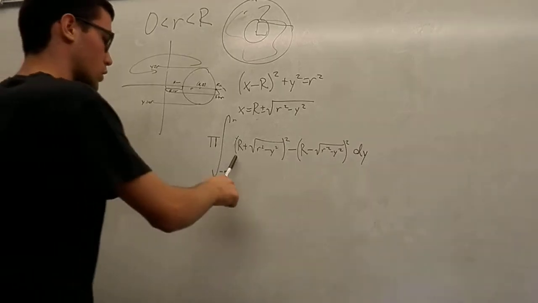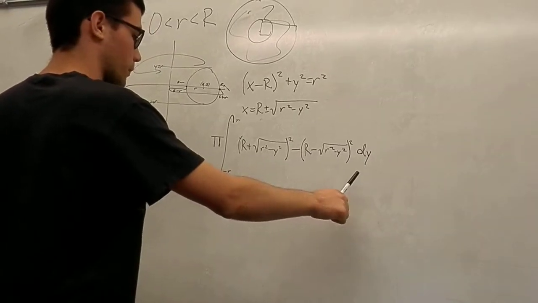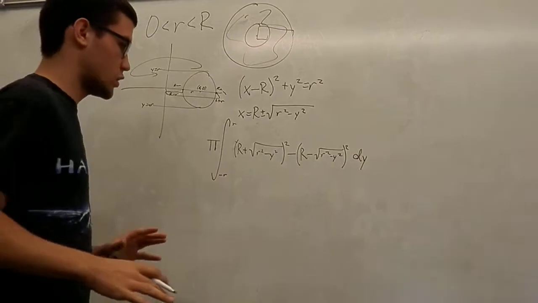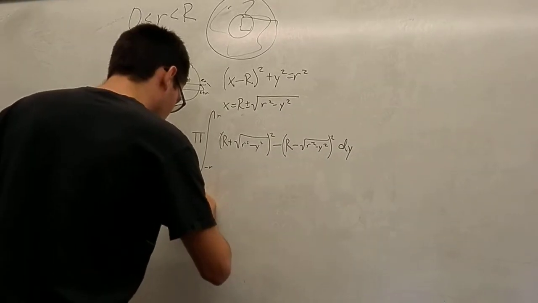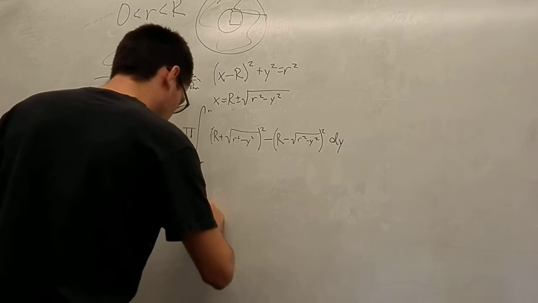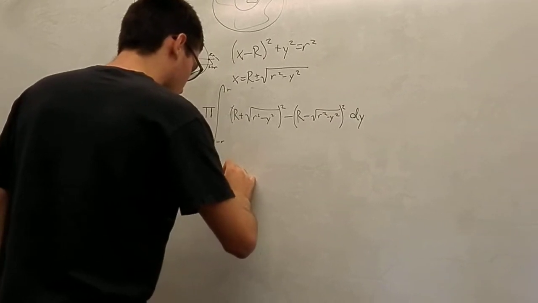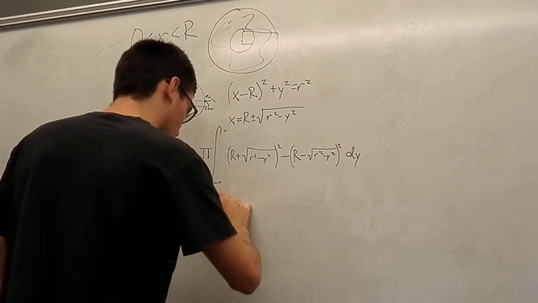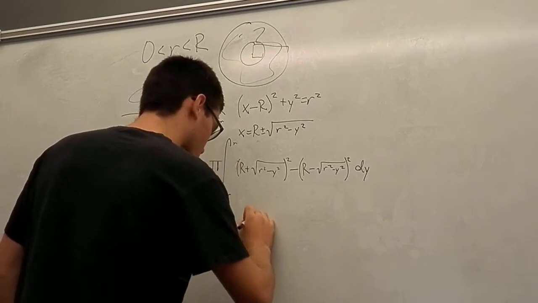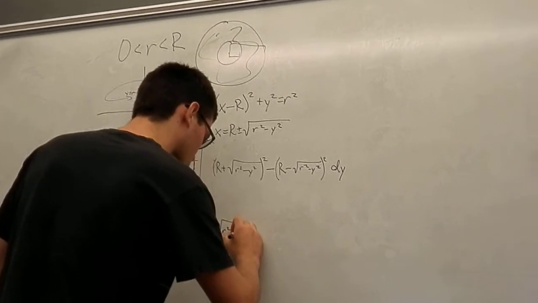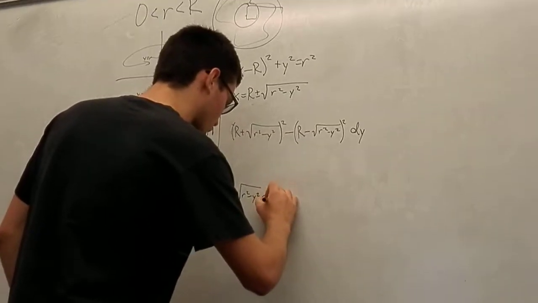And if you just FOIL this, it actually gets really nice because almost all of it cancels out. So what you're left with is pi times the integral from negative r to r of 4 times big R times the square root of r squared minus y squared dy.